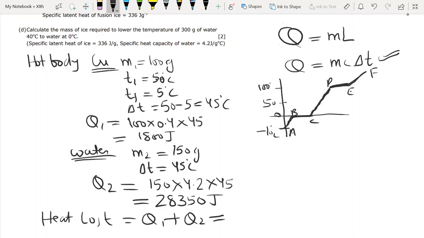So the total heat loss, so if I have to find heat lost, it is Q1 plus Q2, which is equals to 1800 joules plus 28,350 joules. So if you add this, it is 30,150 joules of heat which is lost.